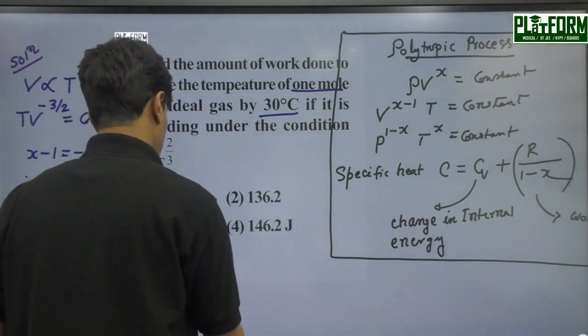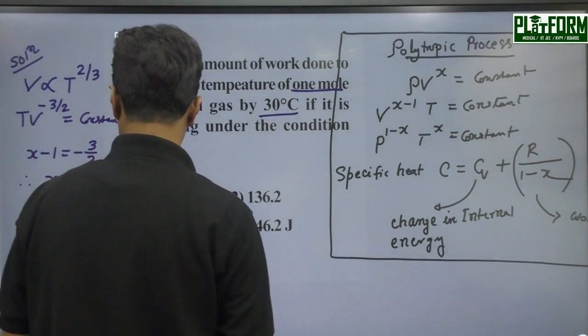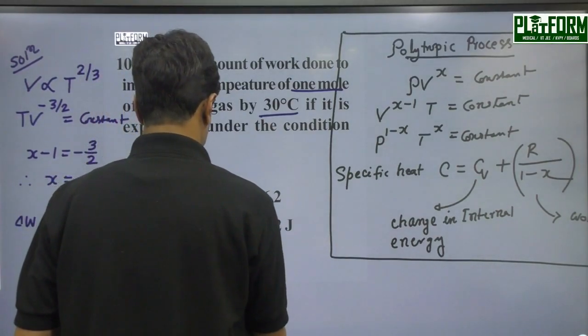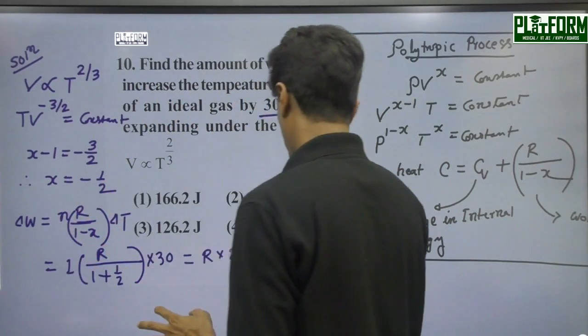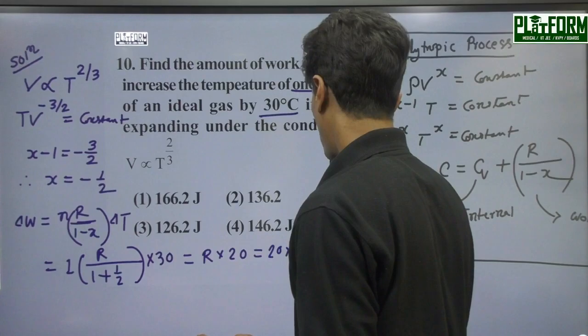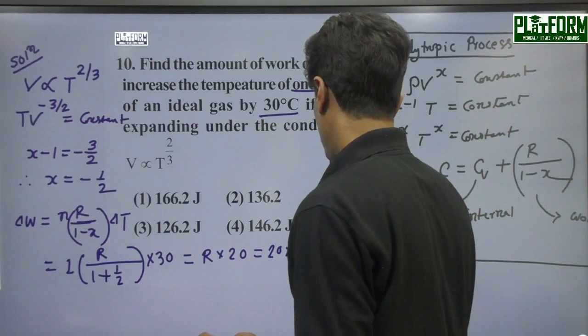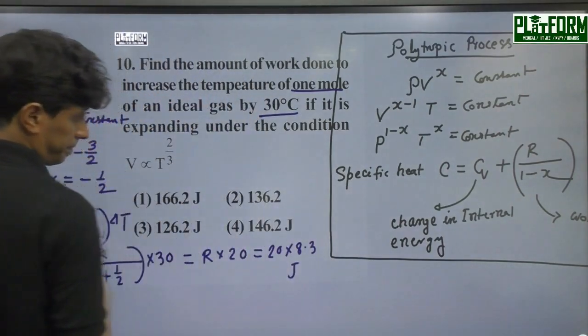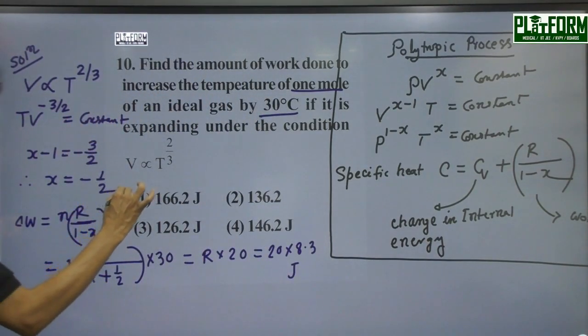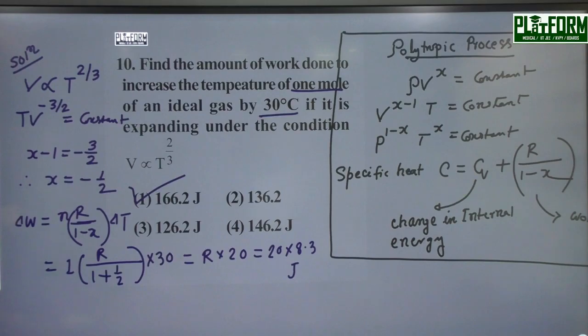We can say R into 20s, and putting the value of R, we can get 20 into 8.3 joules. So the right option here is 1.